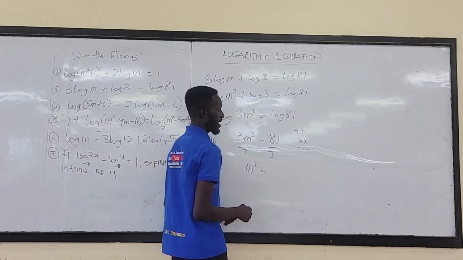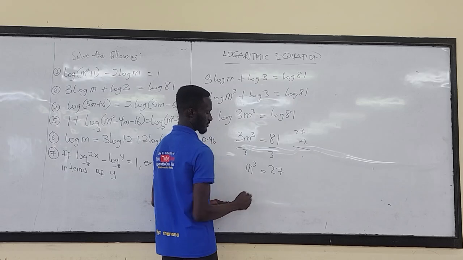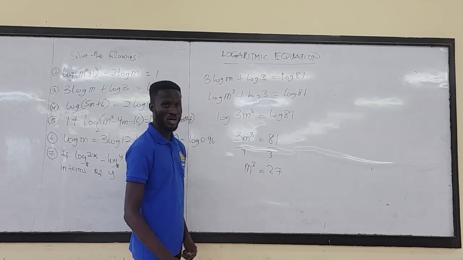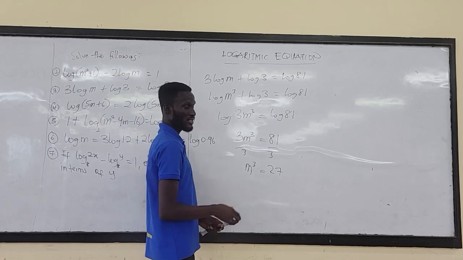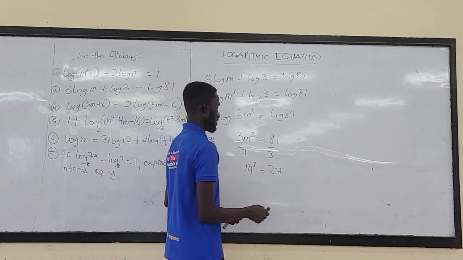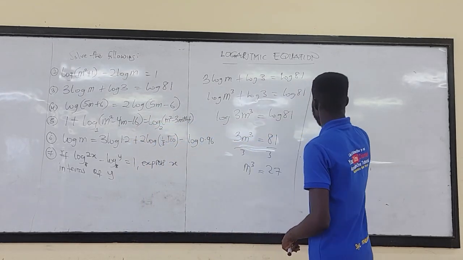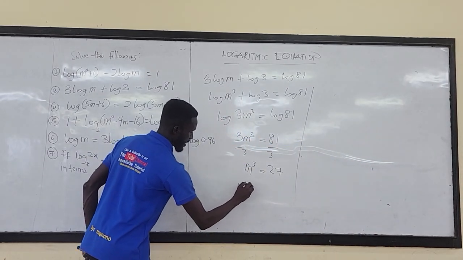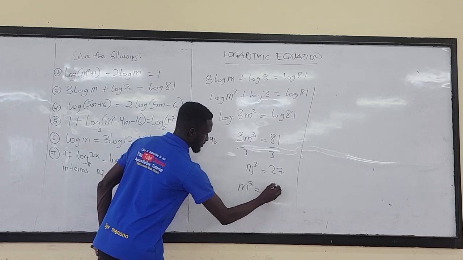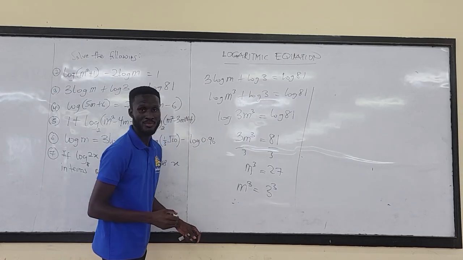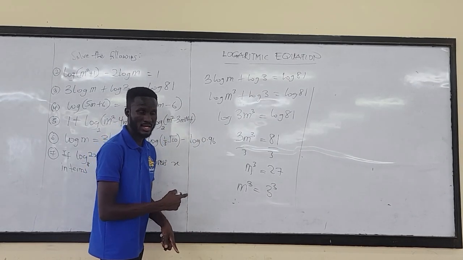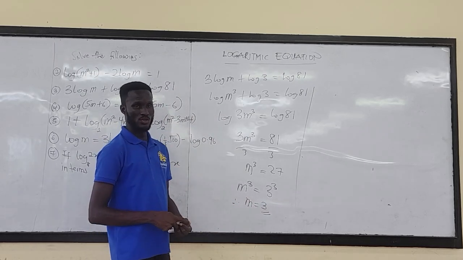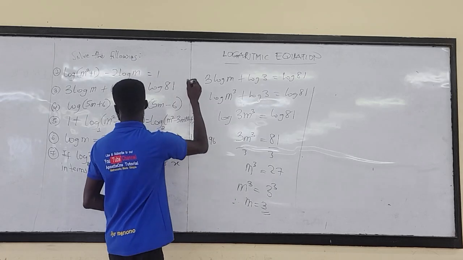This one gives us 21, yes. So we have 27. At this point, what we can do is to find the cubic root of 27. The cubic root of 27 is 3. Or you can say that m exponent 3 is equal to 3 exponent 3. Since the exponents are the same, it means the bases are the same. So we have m is equal to 3. Now this is our question 3.